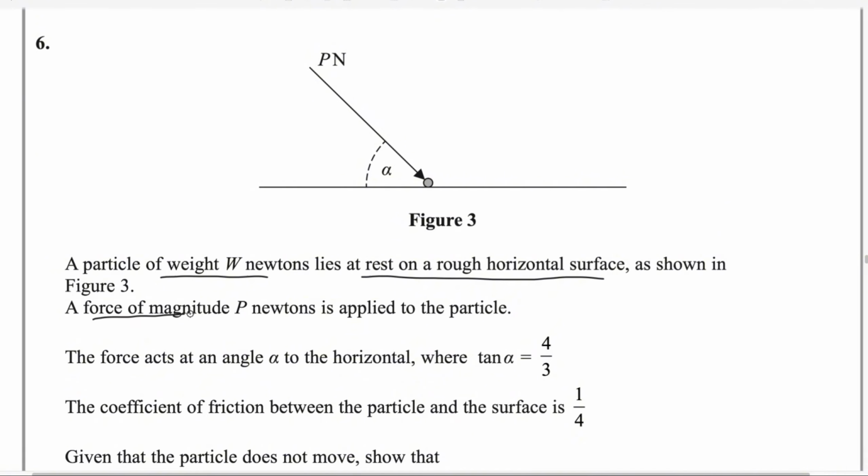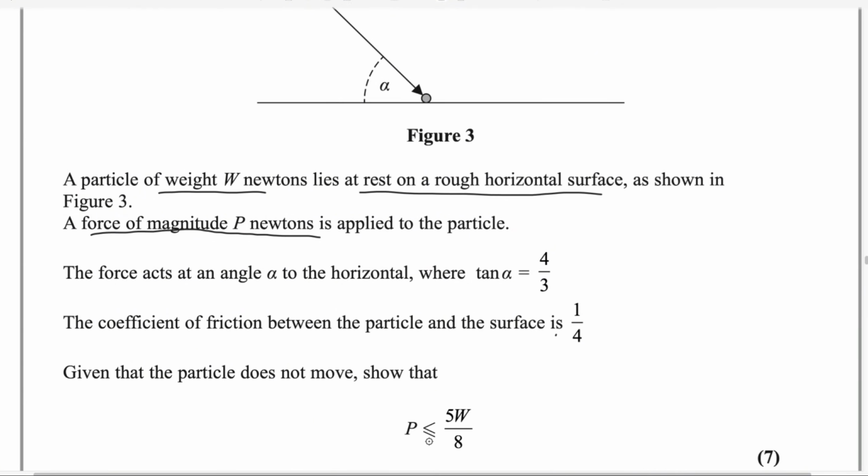A force of magnitude P newtons is applied to the particle. The force acts at an angle alpha to the horizontal, where tan alpha equals 4/3. The coefficient of friction between the particle and the surface is 1/4. Given that the particle does not move, show that P is less than or equal to 5W/8. This question is worth 7 marks.